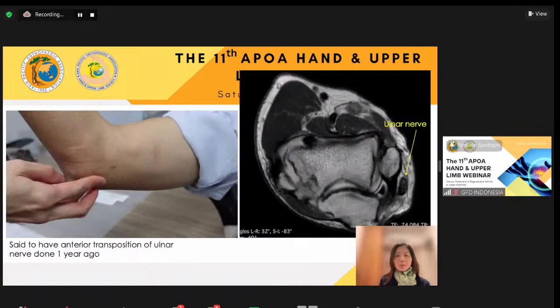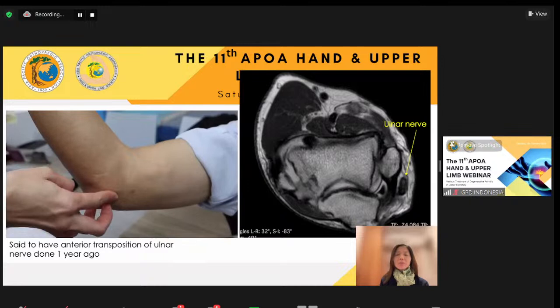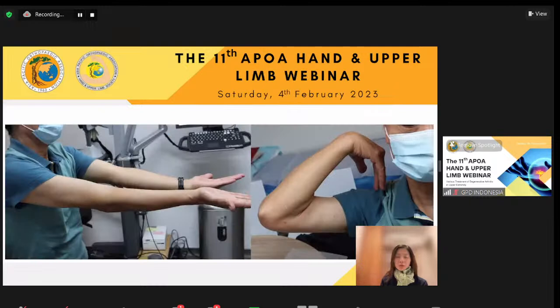is needed. This is an example of a gentleman with elbow osteoarthritis, and he had previous anterior transposition of the ulnar nerve performed, but the ulnar nerve can be easily palpated, so no ulnar nerve exposure is needed. He enjoyed good range of motion after the elbow arthroscopic release.